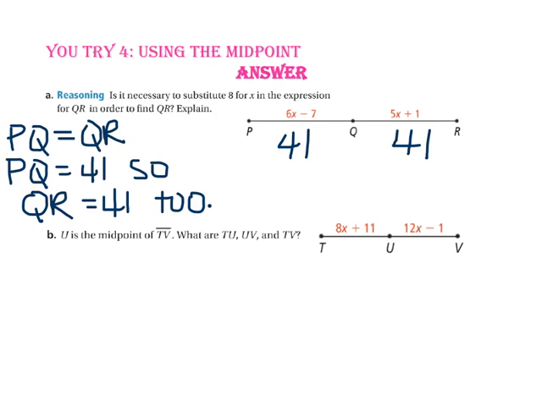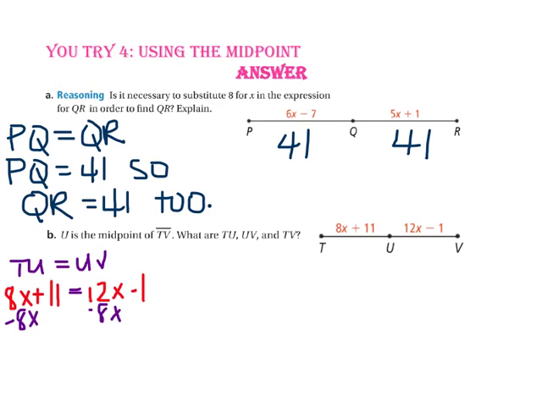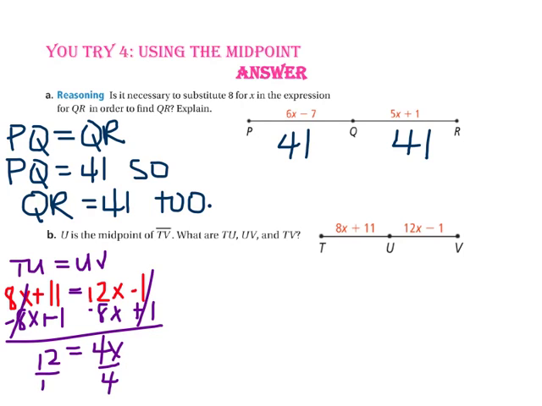For part B, point U is the midpoint of segment TV. That means that segment TU is congruent to segment UV. Let's start by writing that equation. Next, let's substitute 8x plus 11 in for the length of segment TU and 12x minus 1 in for the length of segment UV. Let's subtract 8x from both sides and add 1 to both sides. This will give us 12 equal to 4x. If we divide both sides by 4, 3 will equal x.